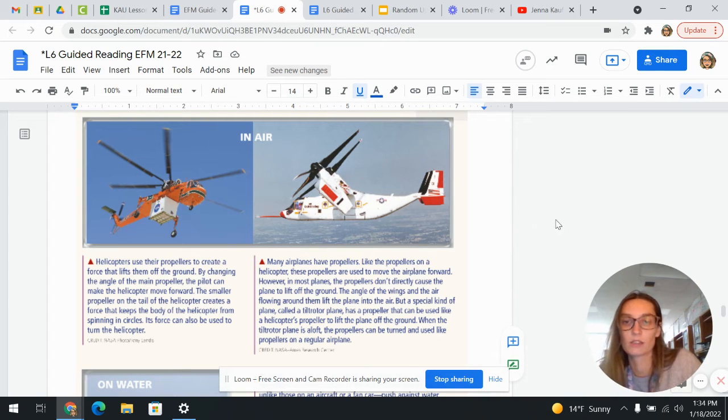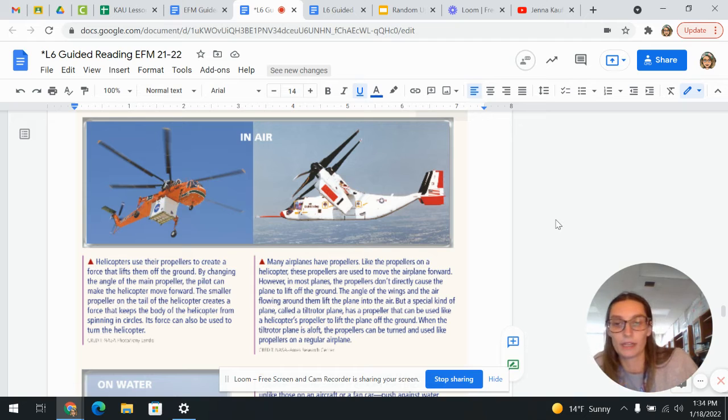I read here about airplanes. So many airplanes have propellers. Like the propellers on a helicopter, these propellers are used to move the airplane forward. However, in most planes, the propellers don't directly cause the plane to lift off the ground. The angle of the wings and the air flowing around them lift the plane into the air.